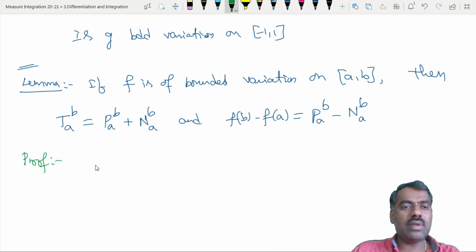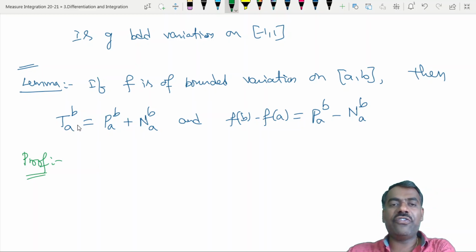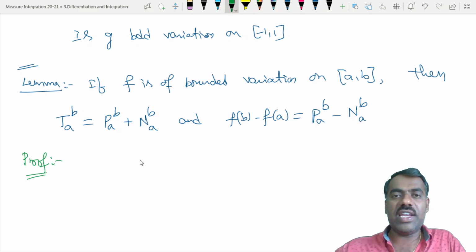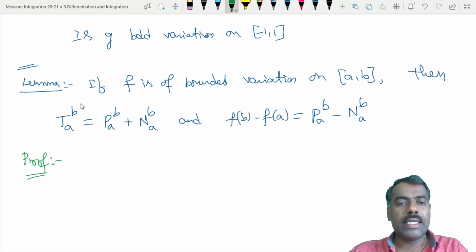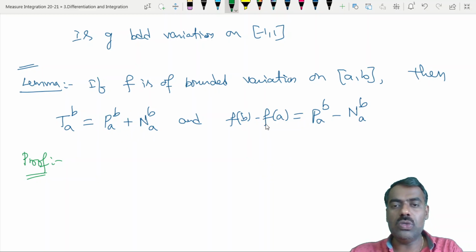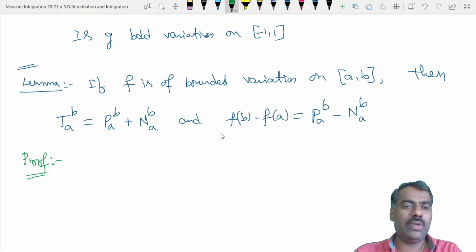What the lemma says is that if the given function f is of bounded variation, then the total variation is the sum of those two, and the difference of these two is nothing but f of b minus f of a. It is not at all difficult. The proof is as follows.